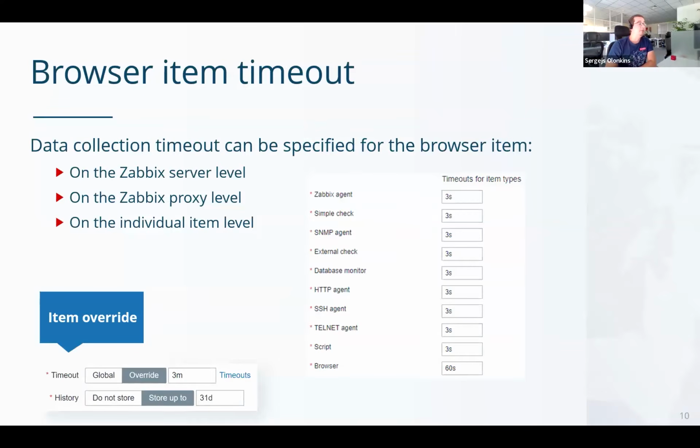Now, like for any other type of item, it is possible to define custom timeouts for the browser items. This can be done on Zabbix server level, on Zabbix proxy level, and for each item individually. And by the way, the default value for such a timeout for the browser item is 60 seconds.